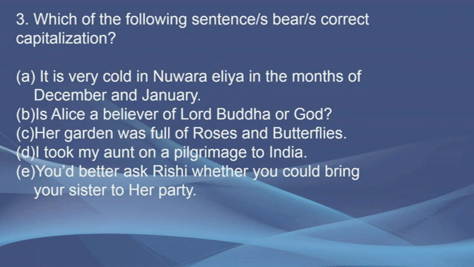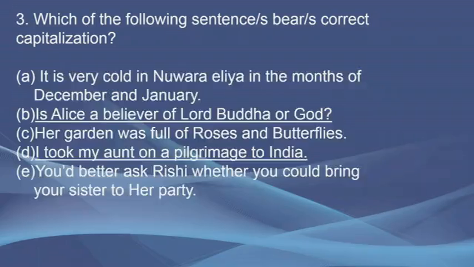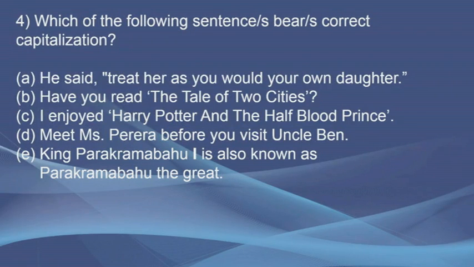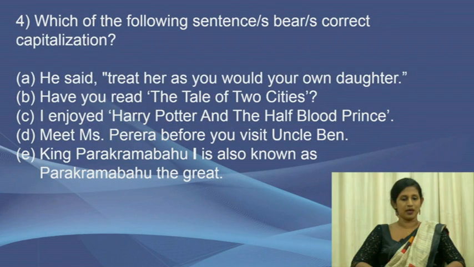So let's see what are the correct answers there. Yeah, these are the two correct answers. Is Alice a believer of Lord Buddha or God? I took my aunt on a pilgrimage to India. So it's B and D. Let's move on to the next question. Which of the following sentences bear or bears correct capitalization once again? Let's go through the options. A. He said, treat her as you would your own daughter.